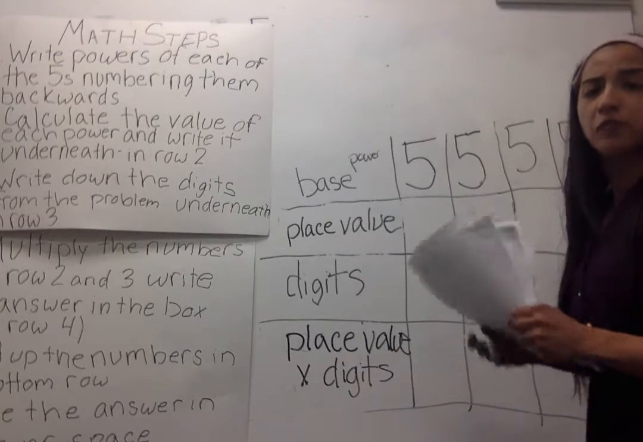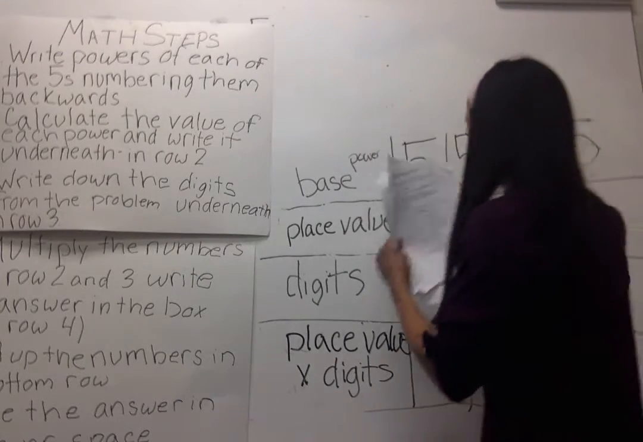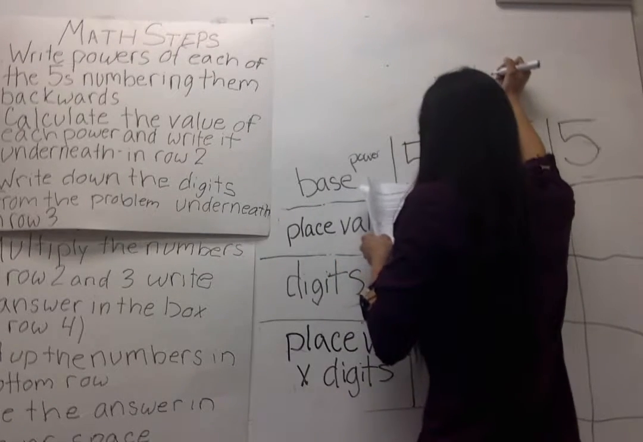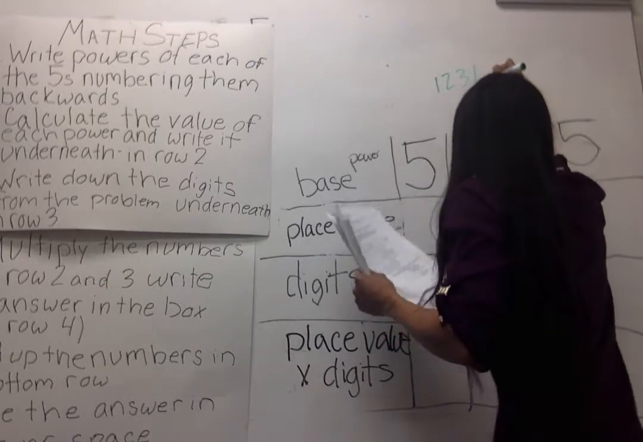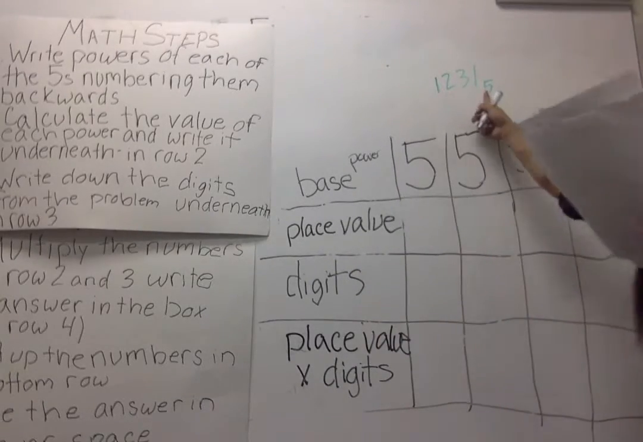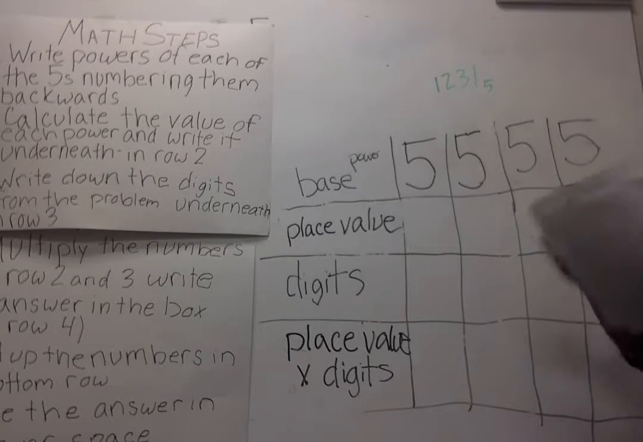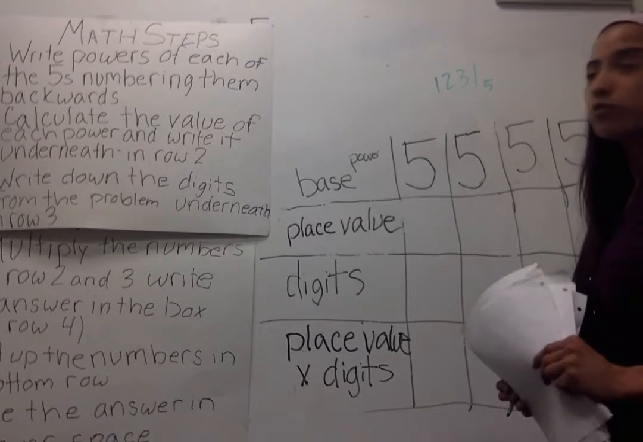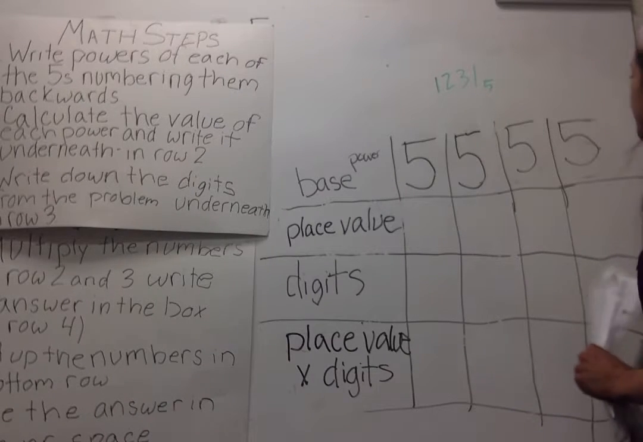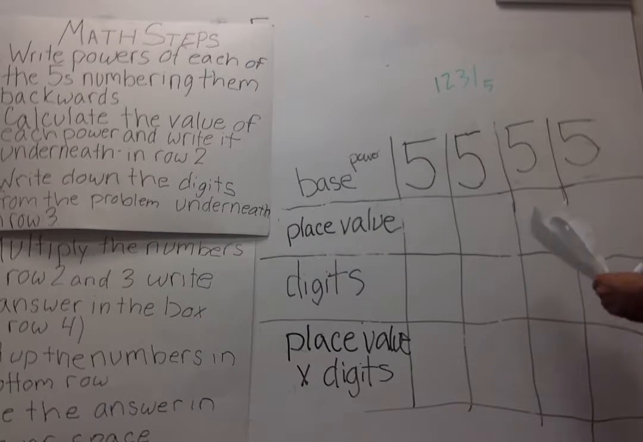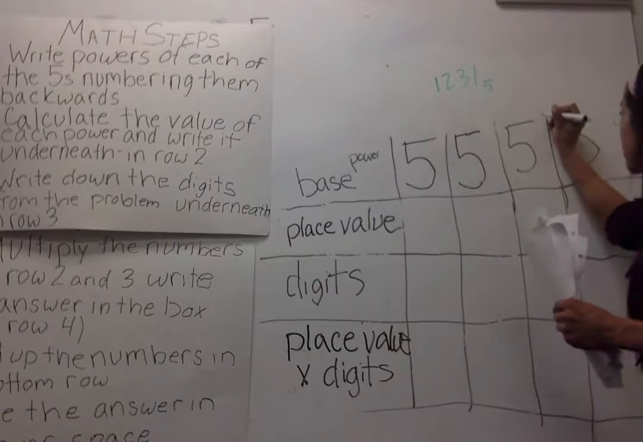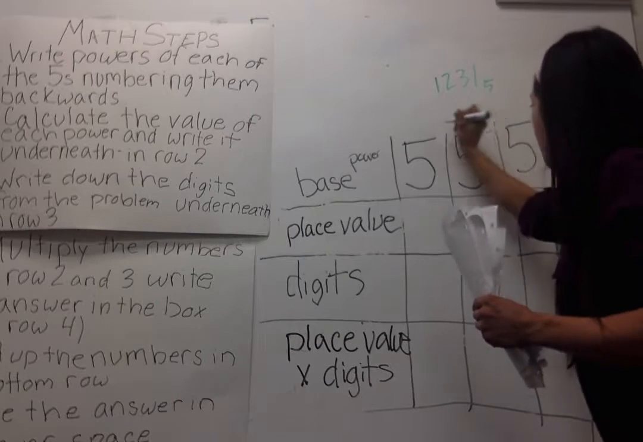So the first problem we are going to go over today is 1, 2, 3, 1 with the 2 base 5. So let's go over this together. First thing we're going to do is write the powers of each of the 5s, numbering them backwards. So let's start on the right hand side. 0, 0, 1, 2, and 3.